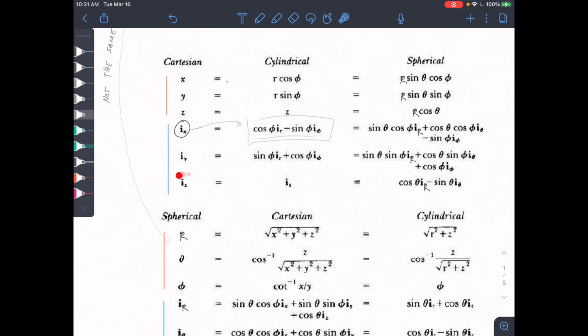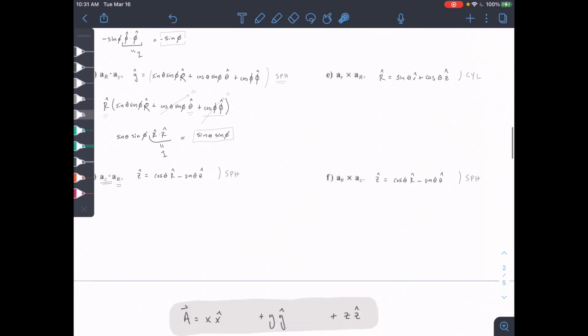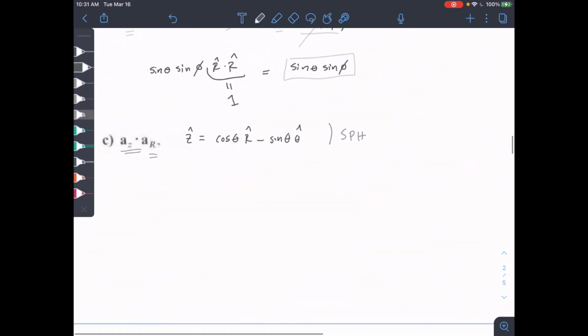So the unit vector for z in spherical. Okay, and now I'm going to use it. I have cosine of theta r hat minus sine of theta phi hat. I accidentally made my pen thinner for no reason, and then I'm going to dot that with r hat. Okay, so same rules apply.